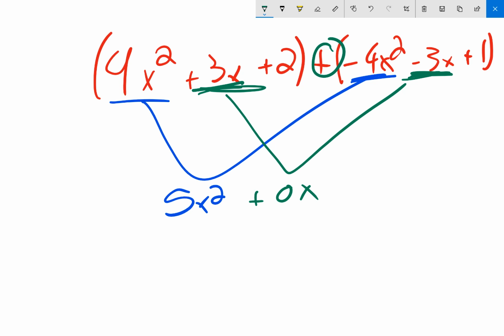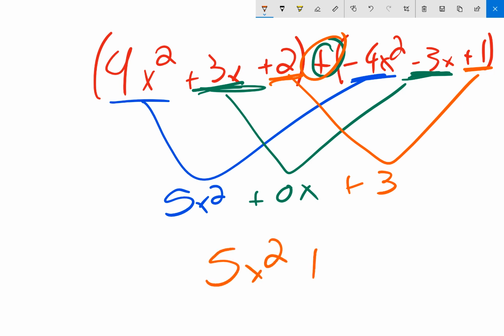Okay, but yeah, it's just the same combined like terms. And then lastly, we have 2 and 1. These are just the constants. We have a positive 2 plus a positive 1. 2 plus 1 makes a positive 3. So there's our answer. Our final answer being 5x squared plus 3, since again, 0x is like not a thing.